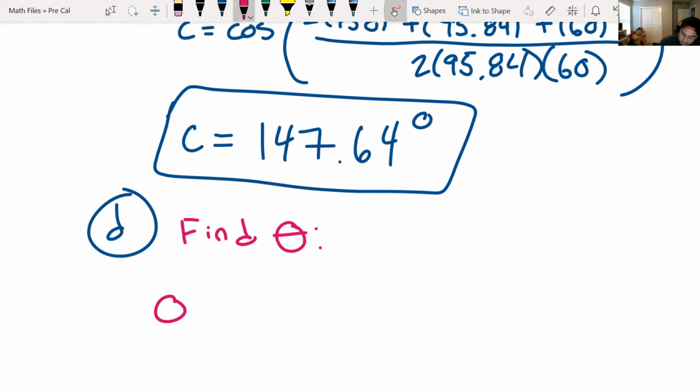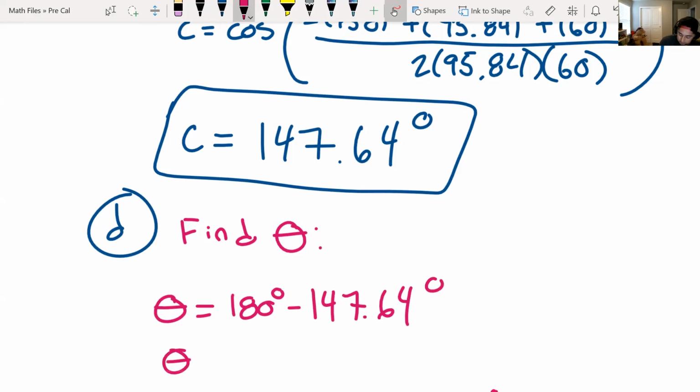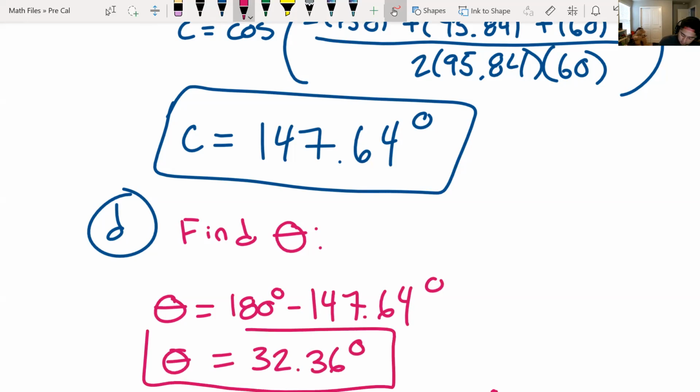And we know that this theta is going to be given by 180 minus 147.64 degrees. And we have to turn an angle of 32.36 degrees. So that's the angle they should turn to get back on course.